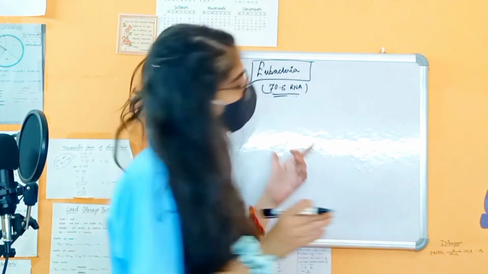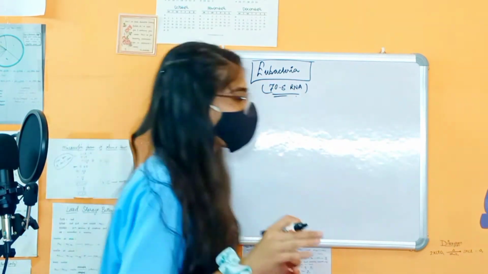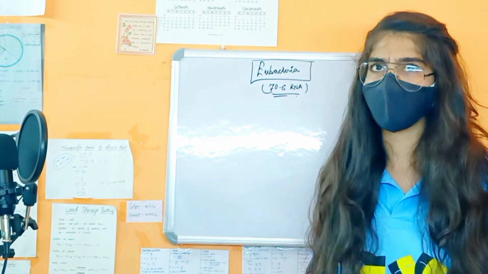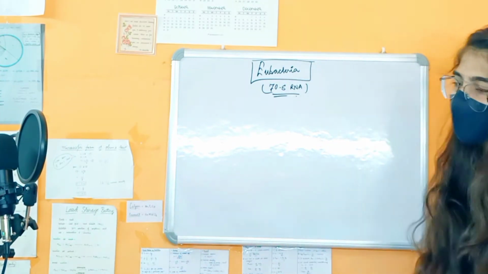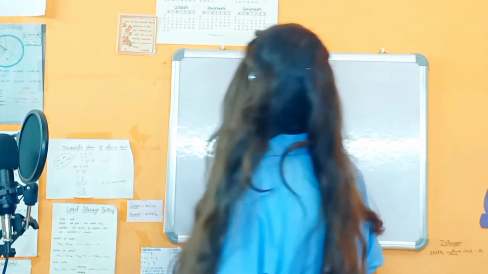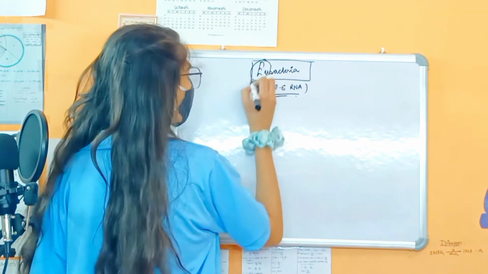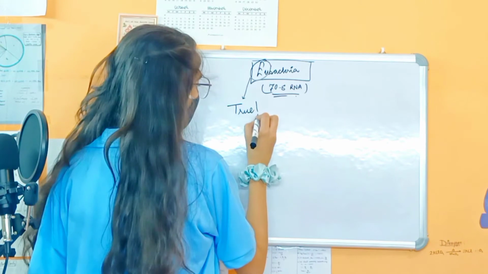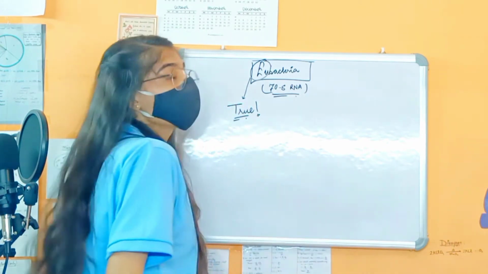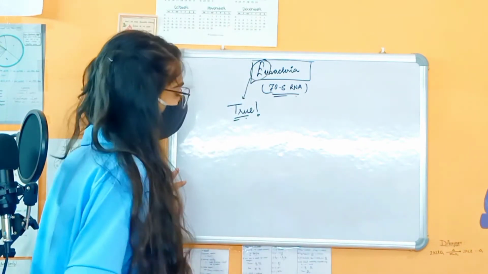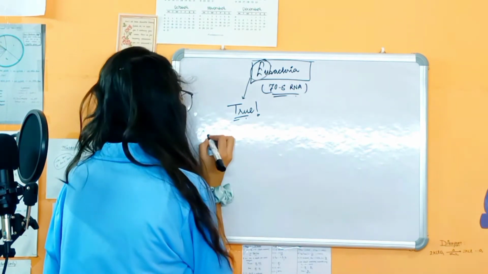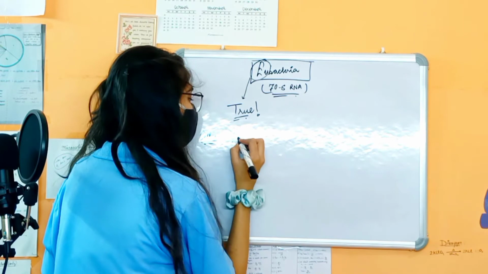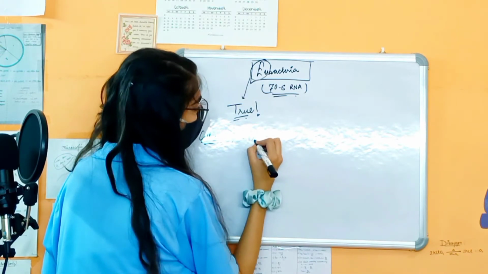Okay, so now we're going to study eubacteria in detail. Eubacteria have 70S ribosomes, unlike archaebacteria. Eu means true, so these are true bacteria, and the cell wall again is made up of peptidoglycan.